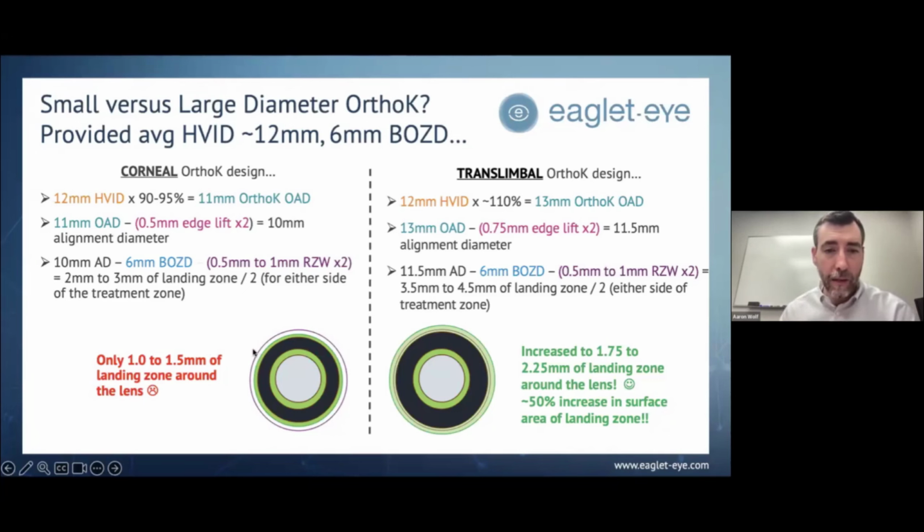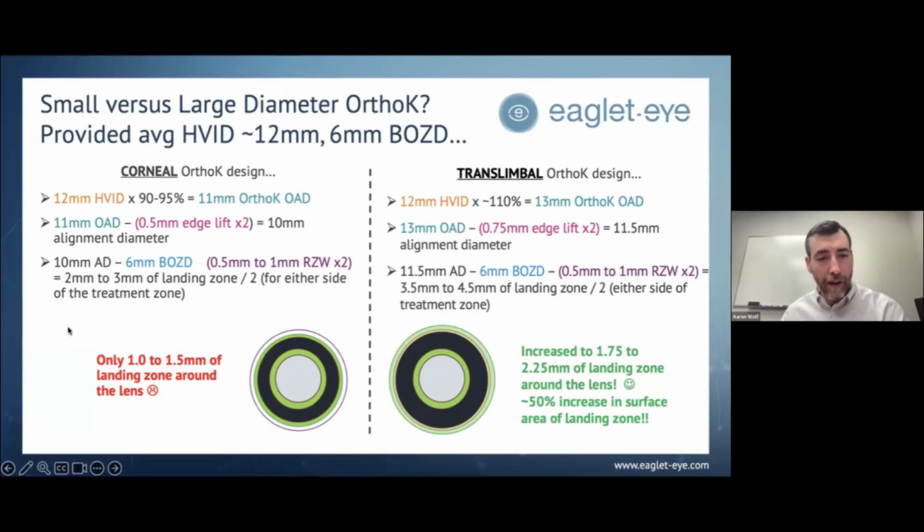So that means the amount of space the lens is actually in contact with the eye is actually only about 10 millimeters. I'm sorry, I misspoke a minute ago with half a diopter. I mean half a millimeter, right? So that's going to be 1 millimeter. That leaves you with about 10 millimeters of actual surface area contact against the cornea.